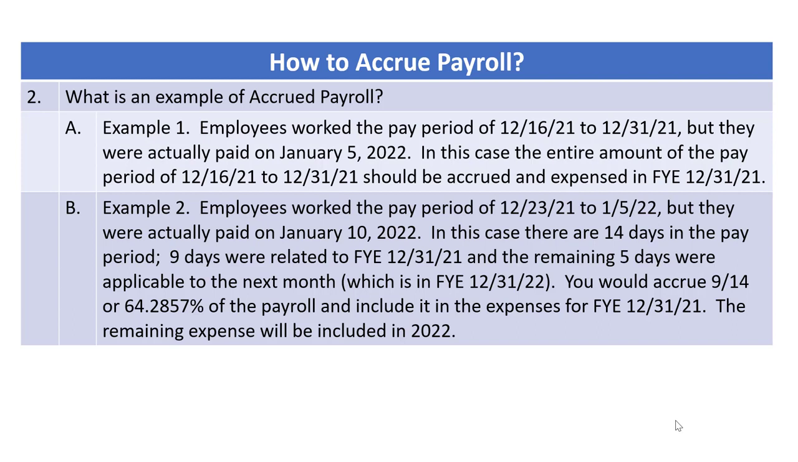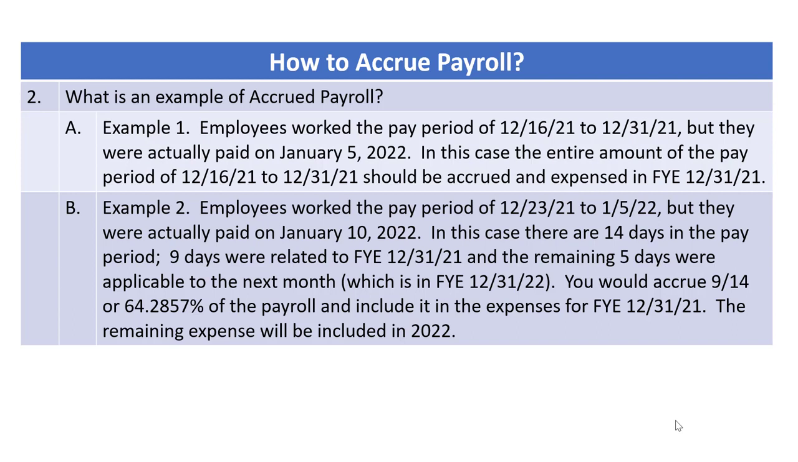Example 1. Employees work the pay period of 12/16/2021 to 12/31/2021, but they were actually paid on January 5th of 2022. In this case, the entire amount of the payroll for the pay period 12/16/2021 to 12/31/2021 should be accrued and expensed in fiscal year ending 12/31/2021.